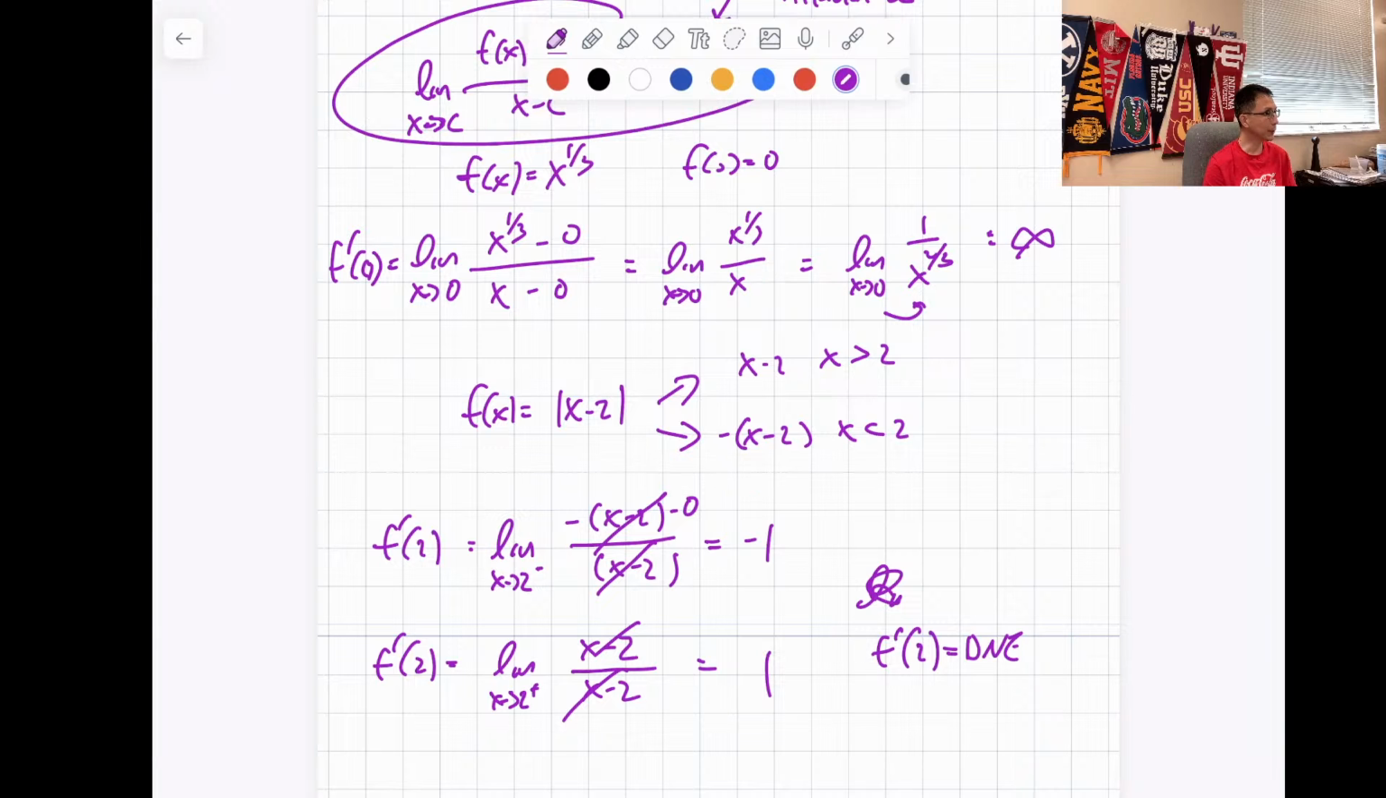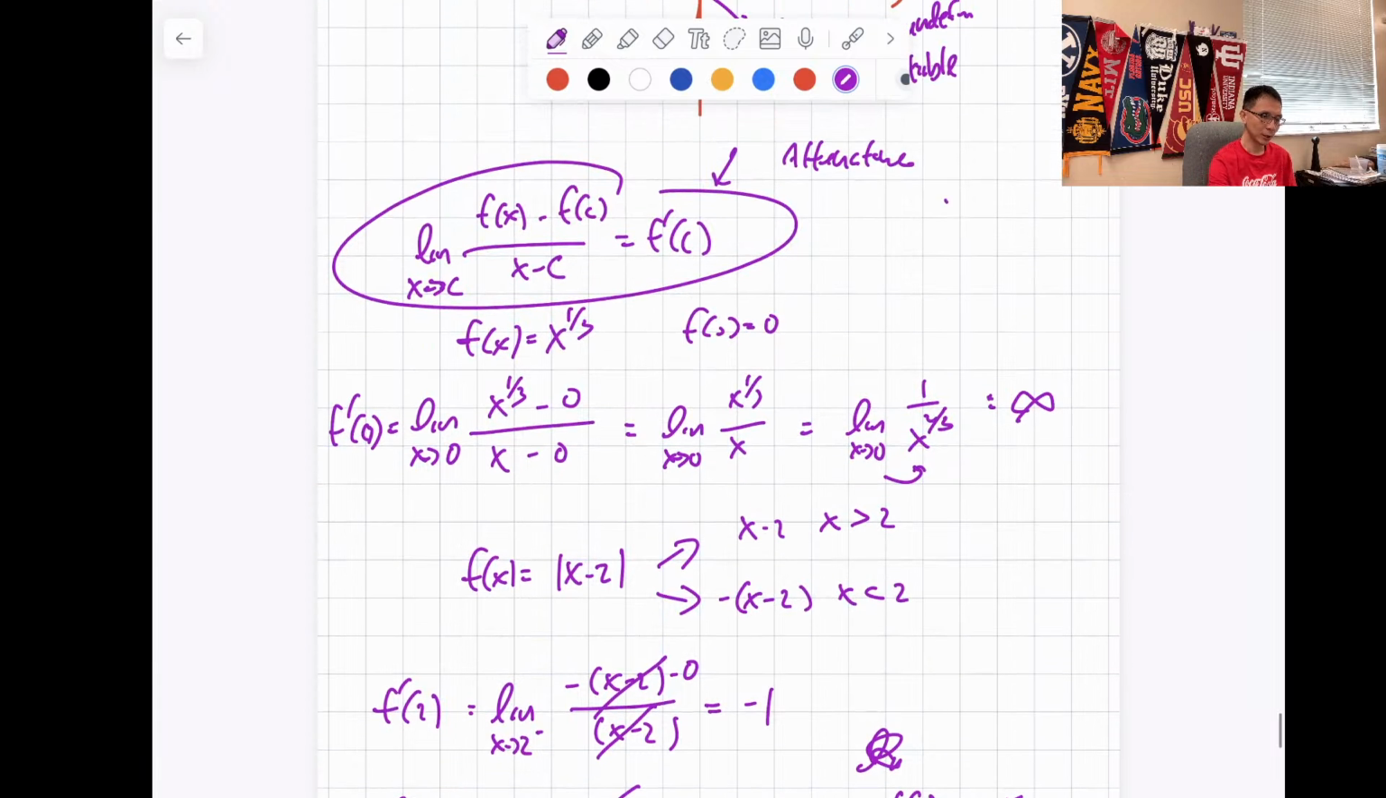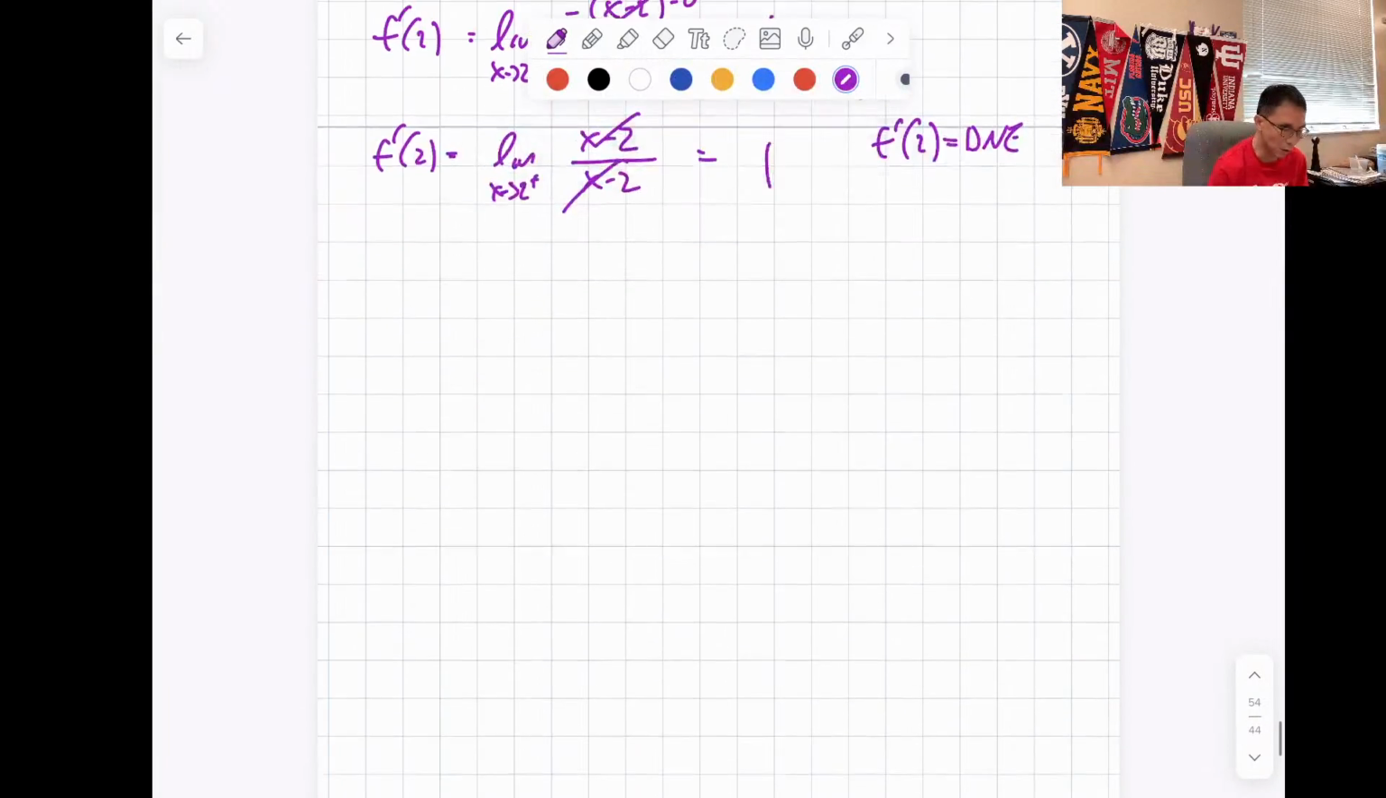Yes, Ember? How did you go from the x to the 1/3 to 1 over x to 2/3? It's not the quotient rule. It's 1/3 on the x, so this one is going to be x to the 1/3 minus 1. That's x to the negative 2/3, which is 1 over x to the 2/3. Oh, okay. Thank you.